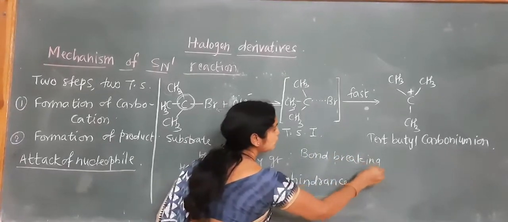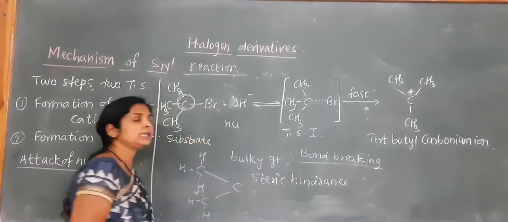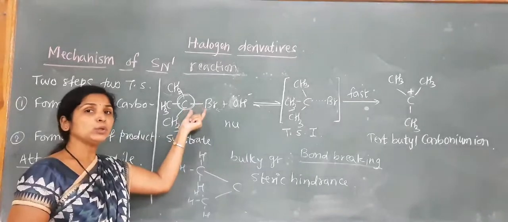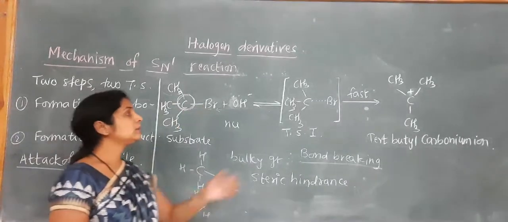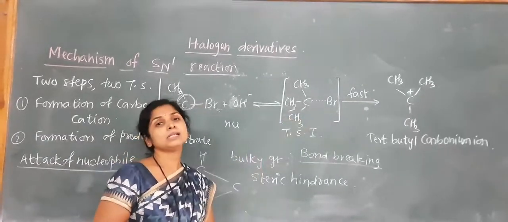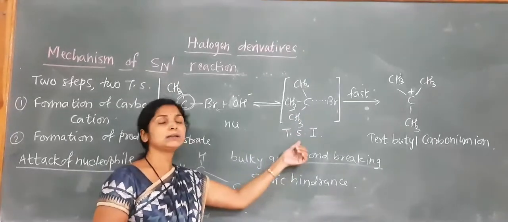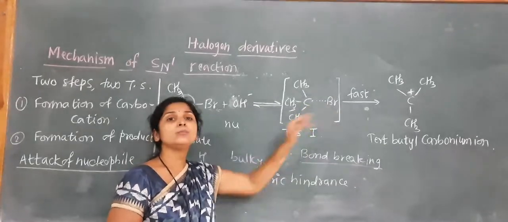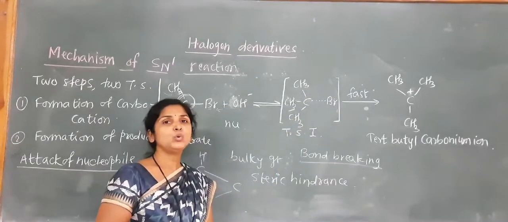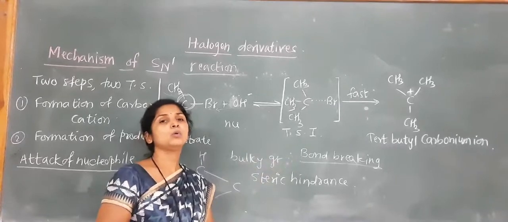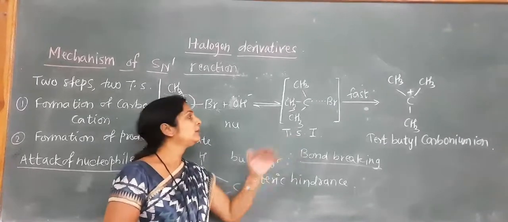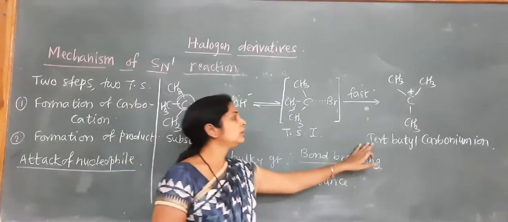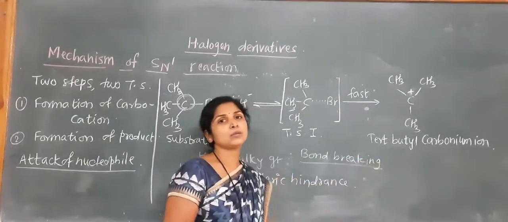Which bond is going to break? First bond breaking is taking place. Which bond? The carbon bromine bond is going to break. So there is an intermediate state which is called the transition state. Now this is the transition state of the first step, where the carbon bromine bond is going to loosen. तो carbon bromine bond हा हळूहळू लूज होतो आणि मग फायनली तो काय होतो ब्रेक होतो. Immediately it gets converted into the tert butyl carbonium ion.